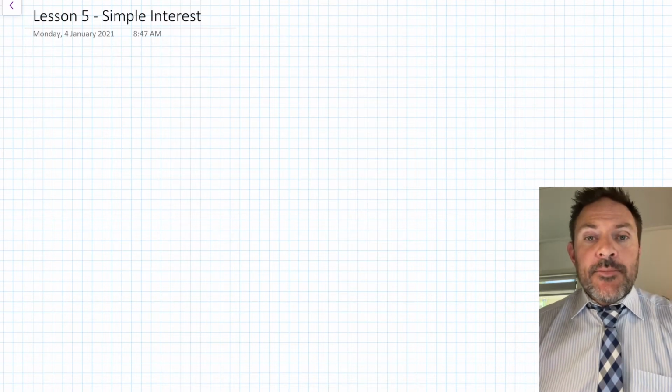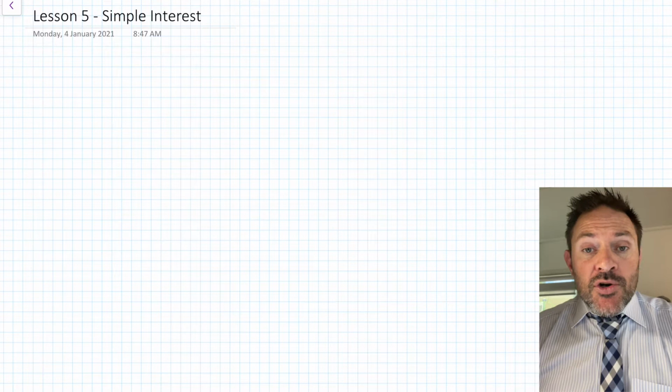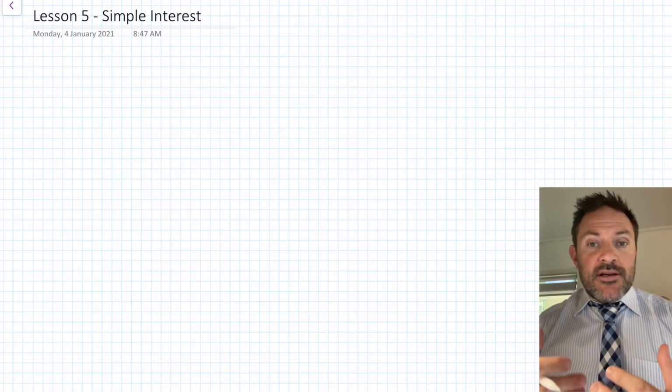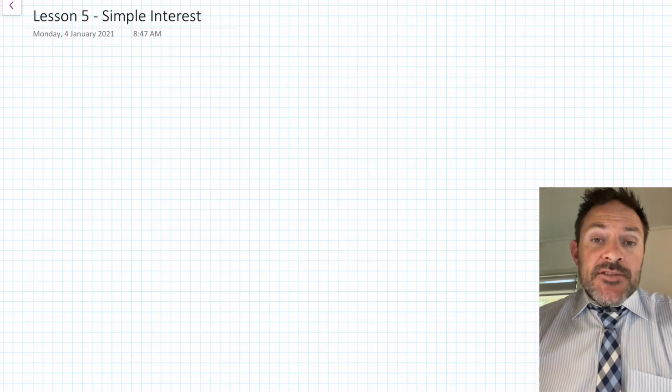Today we are learning about simple interest. In short, today we'll be looking at what interest is. We'll then focus on simple interest and look at some questions. So first of all, what is interest?